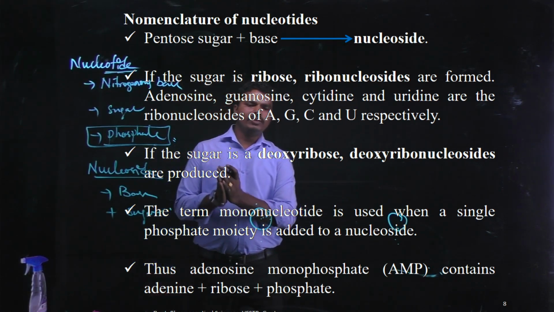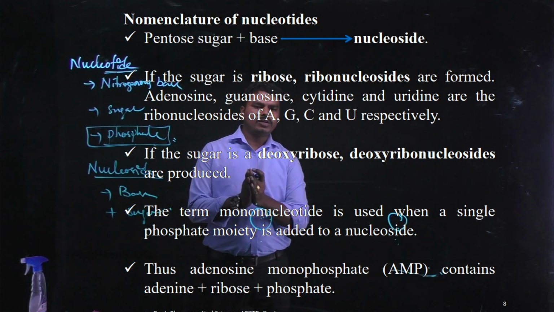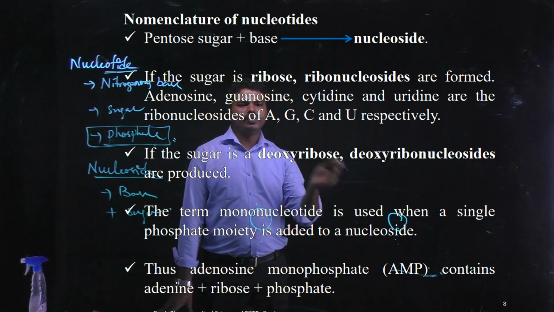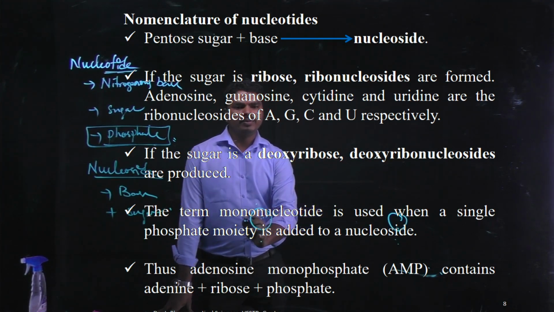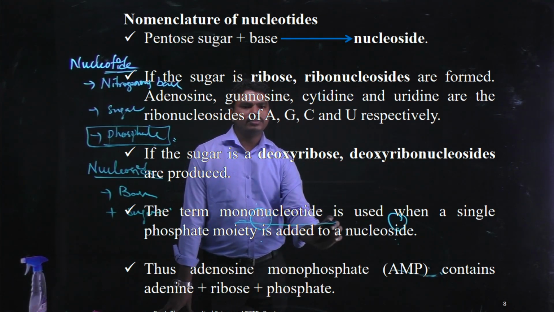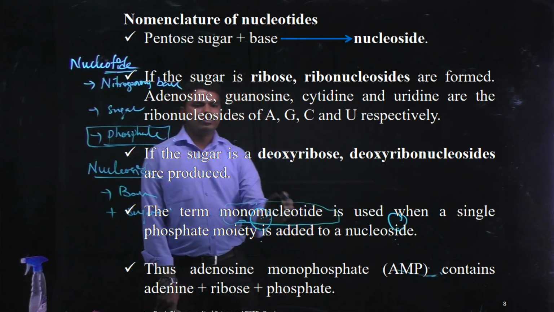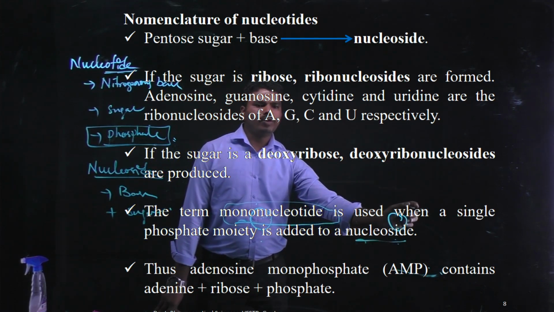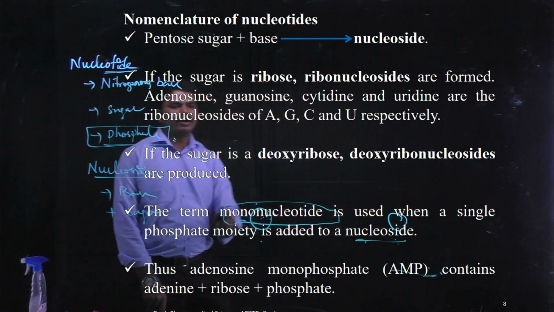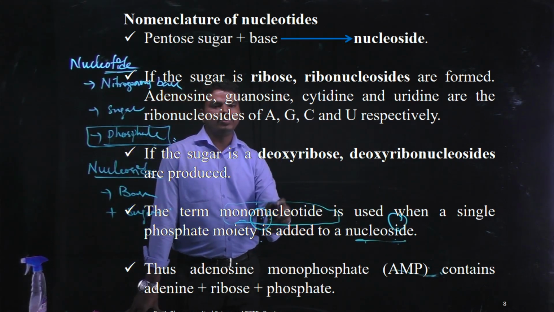The term mononucleotide is used when a single phosphate moiety is attached to the nucleoside. Mononucleotide means only one phosphate group is attached to the nucleoside. When only a single phosphate moiety is attached to these nucleosides, the result is called a mononucleotide.